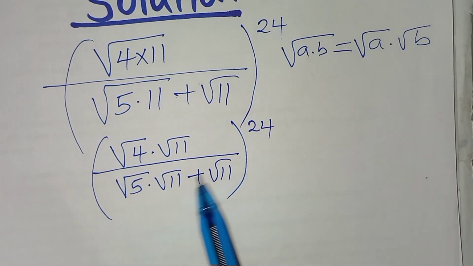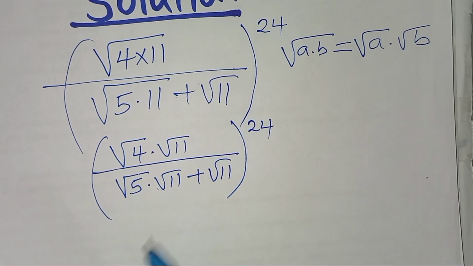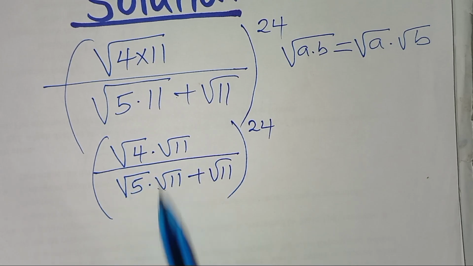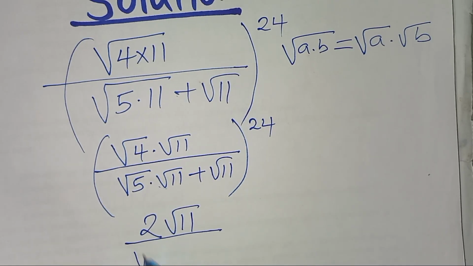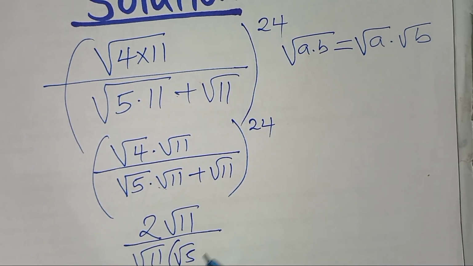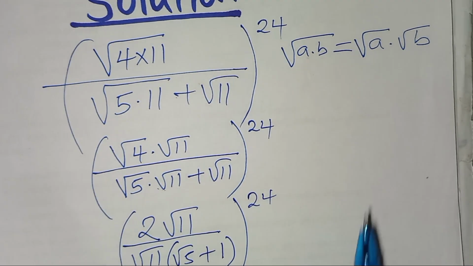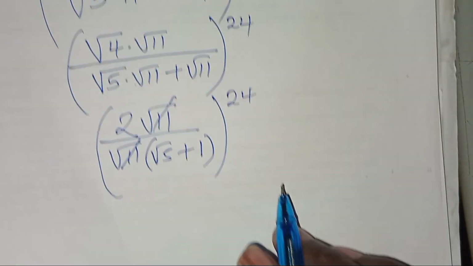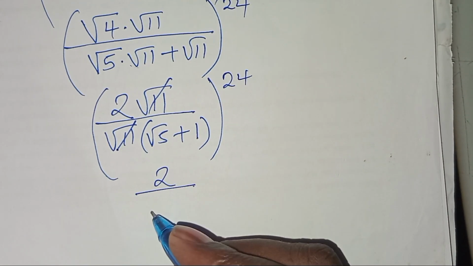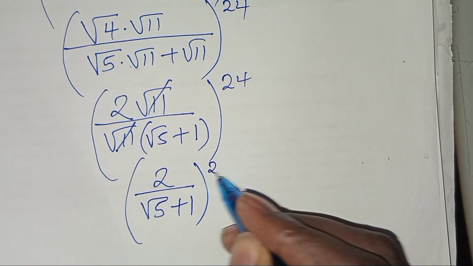Now the next step: in the denominator, the square root of 11 is common, so we can factor out the square root of 11. Now in the numerator, the square root of 4 is 2, times the square root of 11, divided by the square root of 11 times the square root of 5 plus 1, all raised to power 24. Let's proceed. Now the square root of 11 simplifies, so we have 2 divided by the square root of 5 plus 1, and this is raised to power 24.